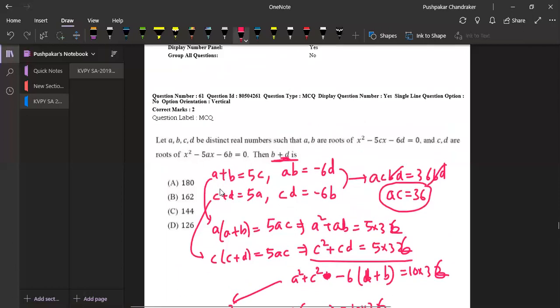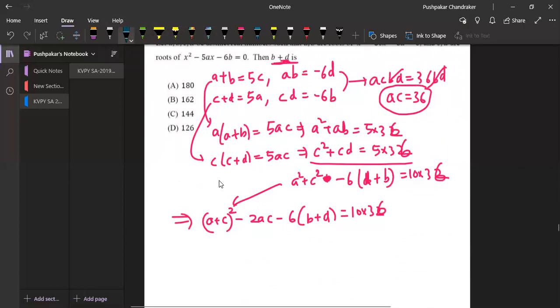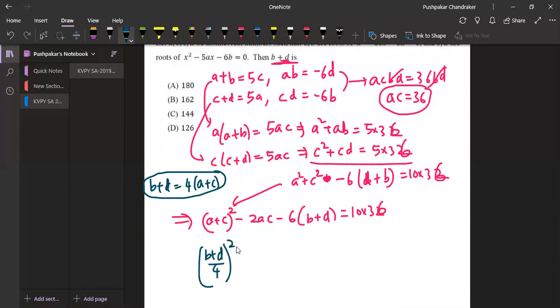A plus C can be obtained from here. If you add these two equations, you get A plus C. I had not written that equation because you have to convert it in terms of B plus D, because you have to find the B plus D value. So if you add these two equations, you'll get B plus D equals 4 times A plus C. So I can write A plus C in terms of B plus D. How to write? We get B plus D by 4 whole square minus 2AC. AC is already 36.